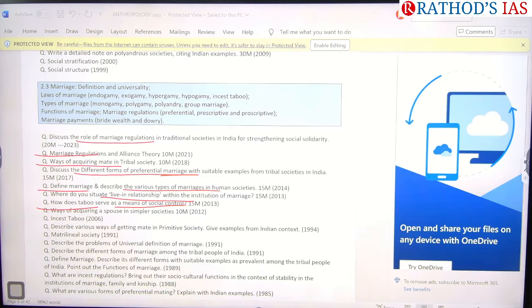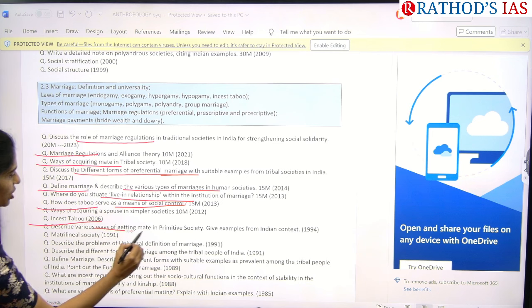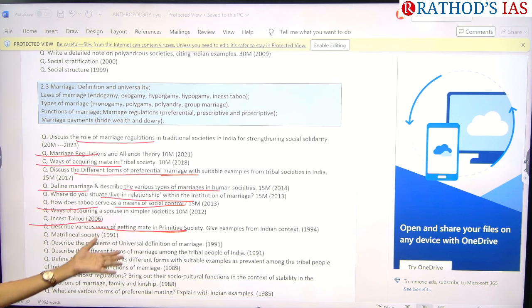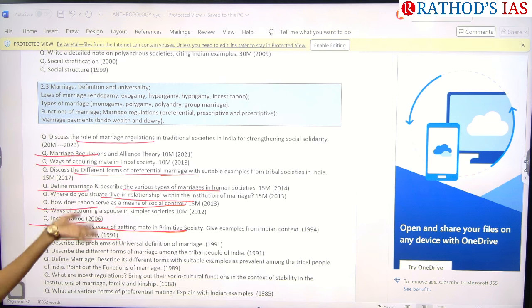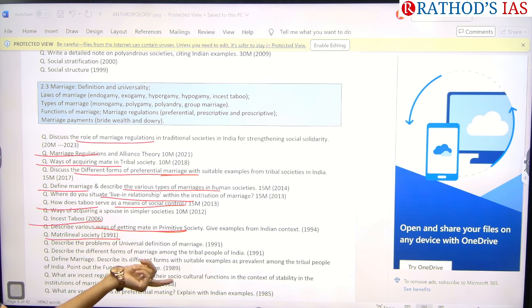It is about the incest taboo. Incest taboo directly came. Okay, and next one is ways of getting a mate, nothing but different types of marriages. Matrilineal society, we will be discussing that. Again most of the questions are from your syllabus only. There is nothing outside of your syllabus.